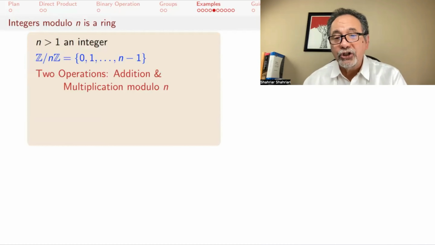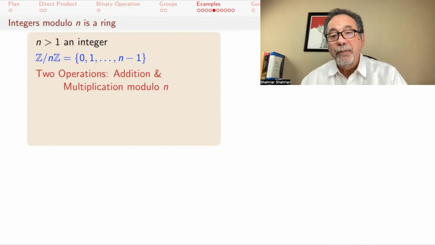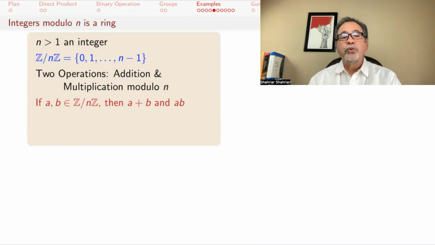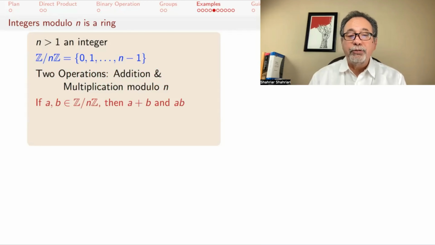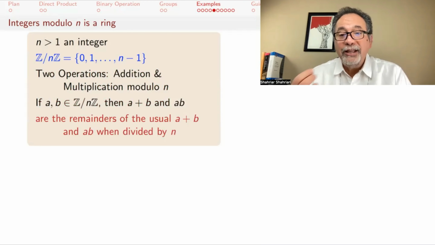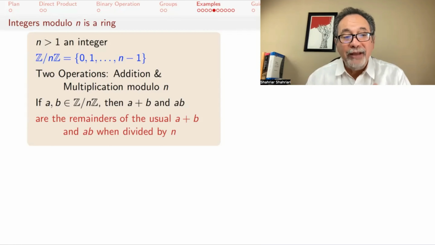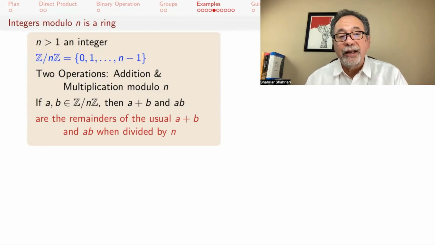And we have two operations. The operations are addition and multiplication, not the usual addition and multiplication, but addition and multiplication modulo n. What does that mean? It means that if you take two elements and you want to find a plus b or ab, what you do is you find the usual a plus b and ab, but then you find the remainder of that when divided by n. You take out as many n's as possible, and the remainder, which will be a number between 0 and n-1, that will be what a plus b and ab mean in Z mod nZ.